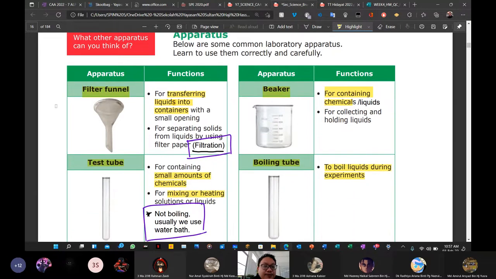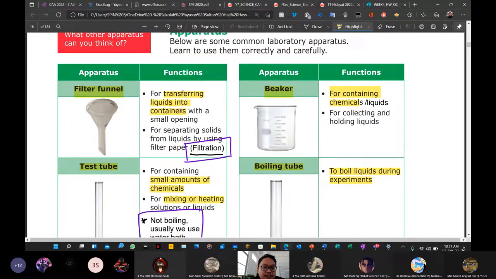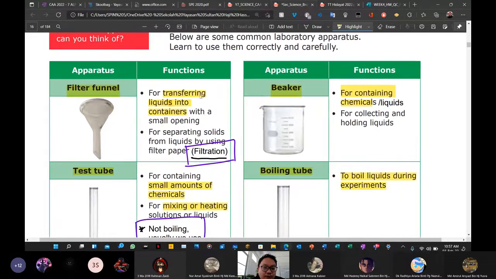Okay, first of all, if you have here filter funnel. So filter funnel, the function is to transfer liquid into container. So in exam, you don't have to write down all these sentences. Just have to answer the highlighted one. Transferring liquid into containers. And you have to add on this information: it is used in filtration. It's not written in your book, so you have to add this on.